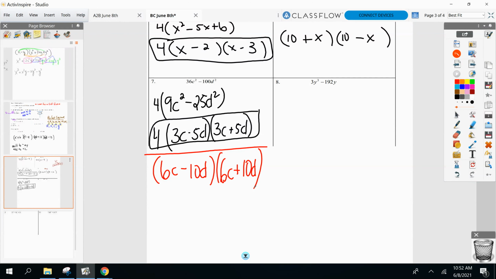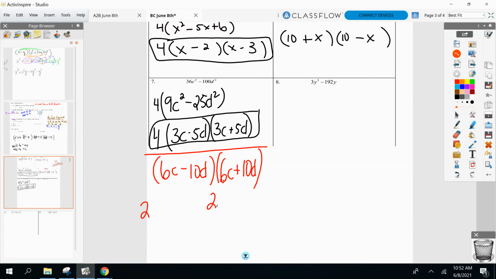Anybody know why I couldn't accept that as a final answer? Quincy? You can divide both. There's still a number I could take out of both. So it's not factored all the way yet. What can you take out from 6 and 10? 2. A 2 here and another 2 here. See where I get 4? So that's why if you left it 6c minus 10d, 6c plus 10d, I couldn't leave it like that.